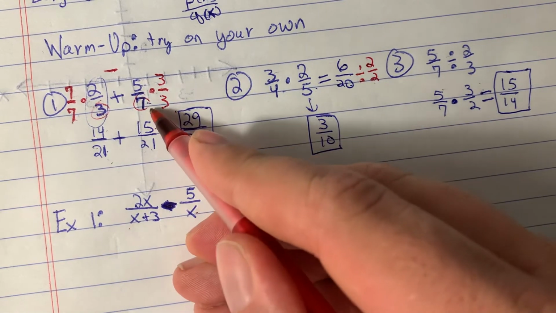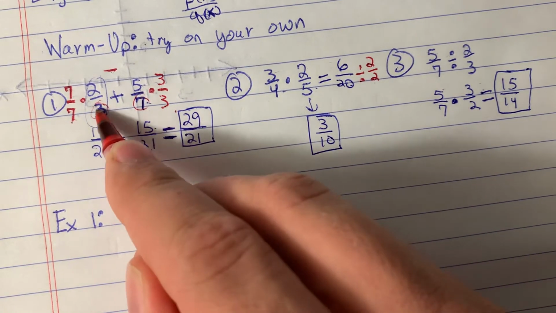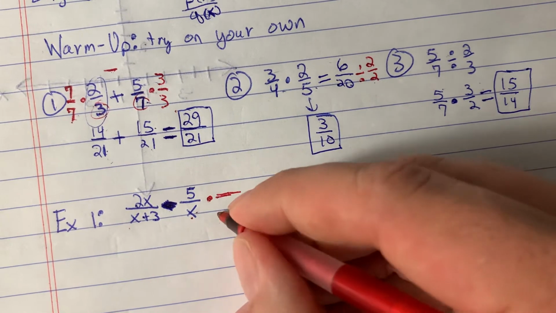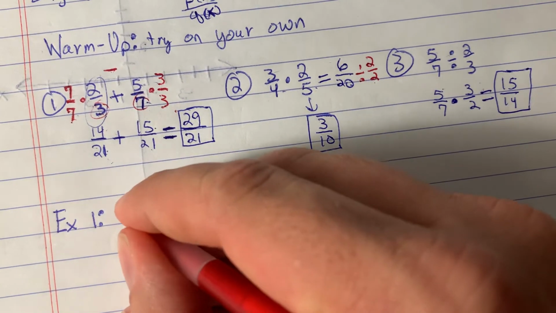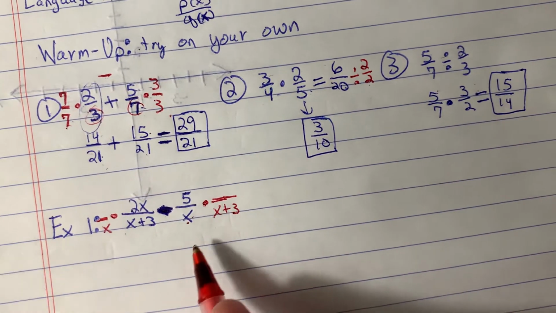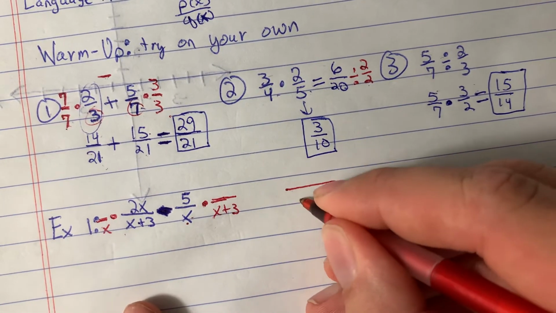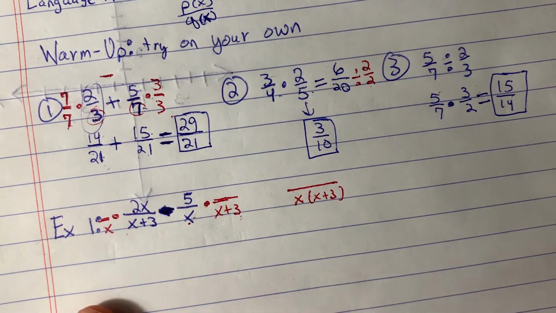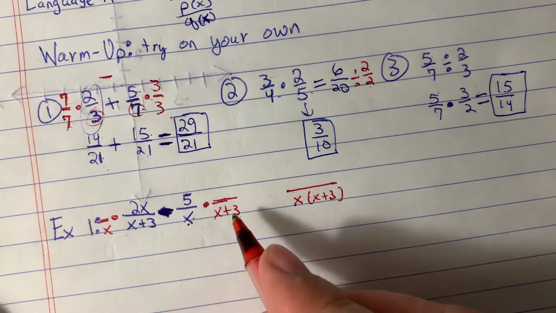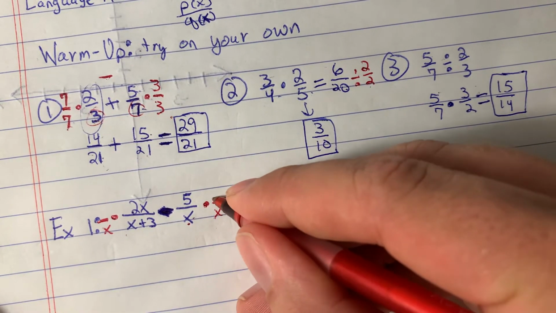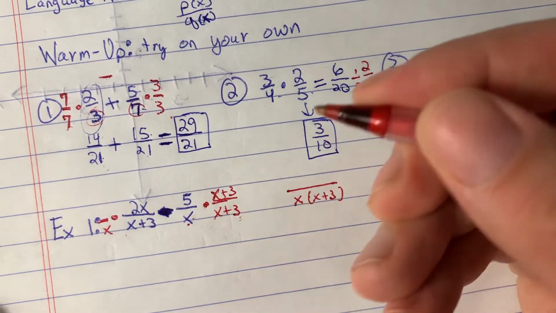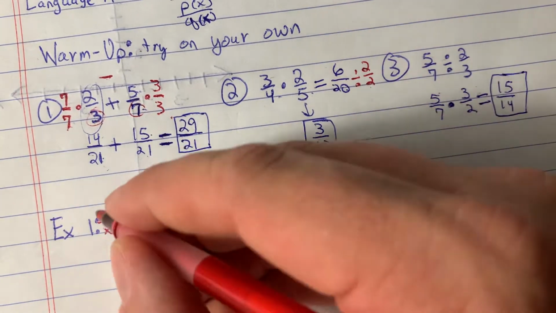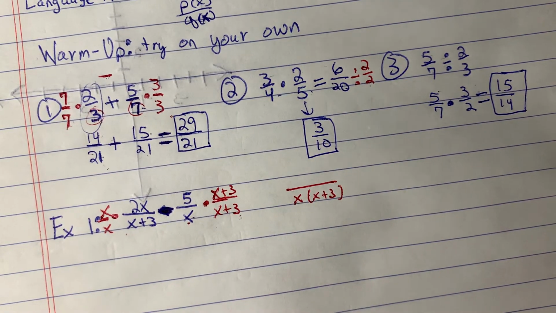Similar to how we did up here, where we multiplied this denominator by 3 and this denominator by 7, I am going to multiply this denominator by x plus 3 and this denominator by x. That way they both have a denominator of x times x plus 3, and they will have a common denominator. Just like up above, I need to multiply by the same thing on the top, because x plus 3 divided by x plus 3 is 1, and so I'm not changing the value of this. Here I need to multiply by x over x.